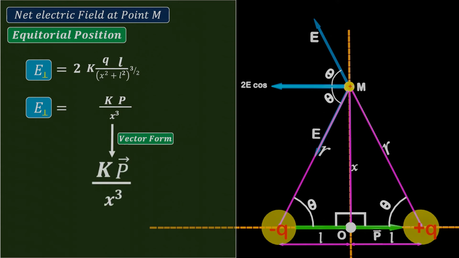And when it comes to direction, in this case, the direction of the net electric field is opposite to the direction of the dipole moment, which we represent with a negative sign in vector form. Therefore, the final equation for E equatorial is equal to minus kp by x cube.